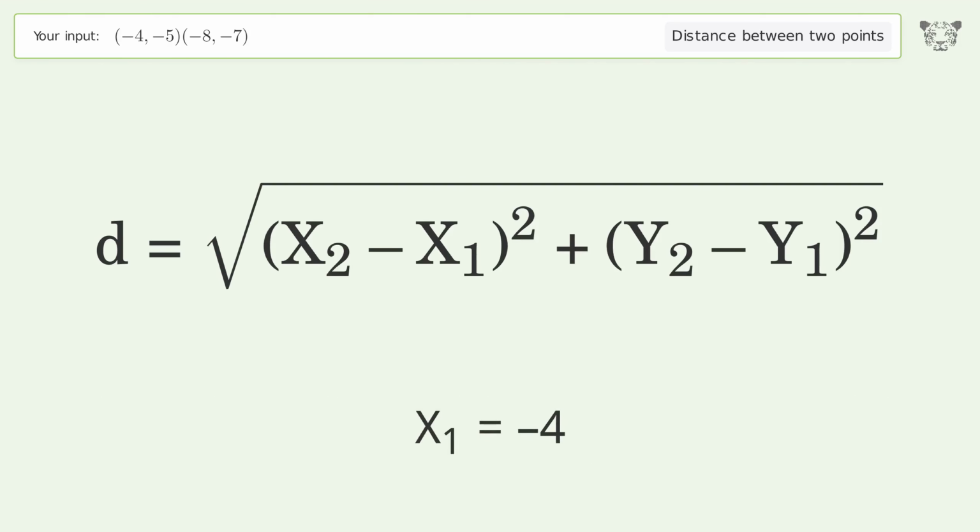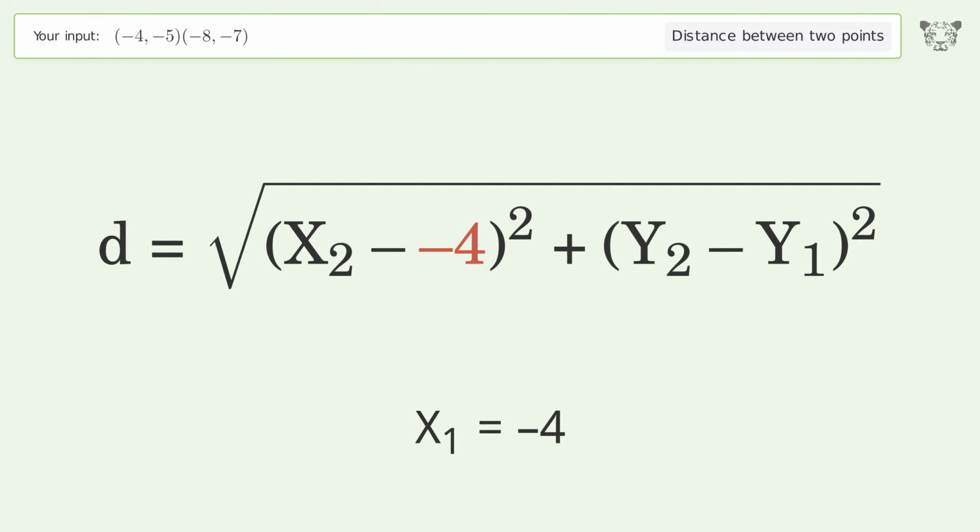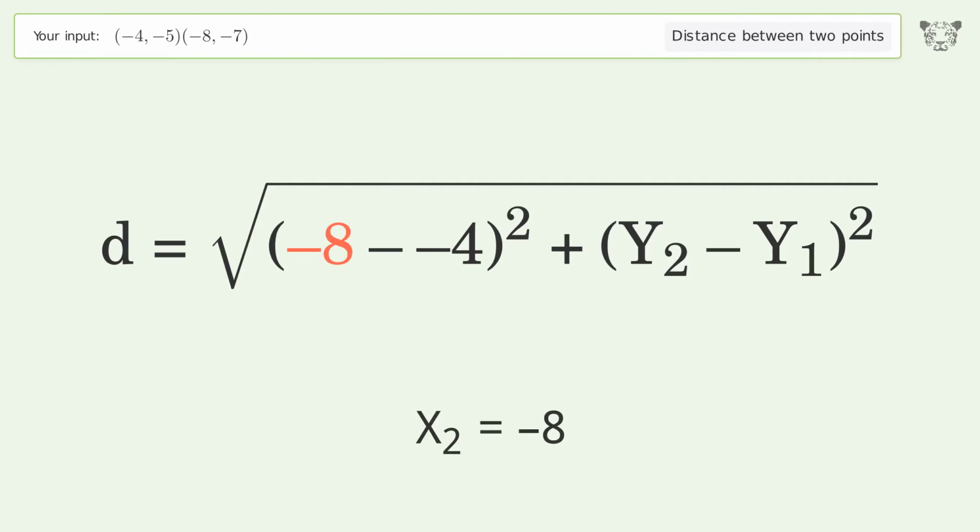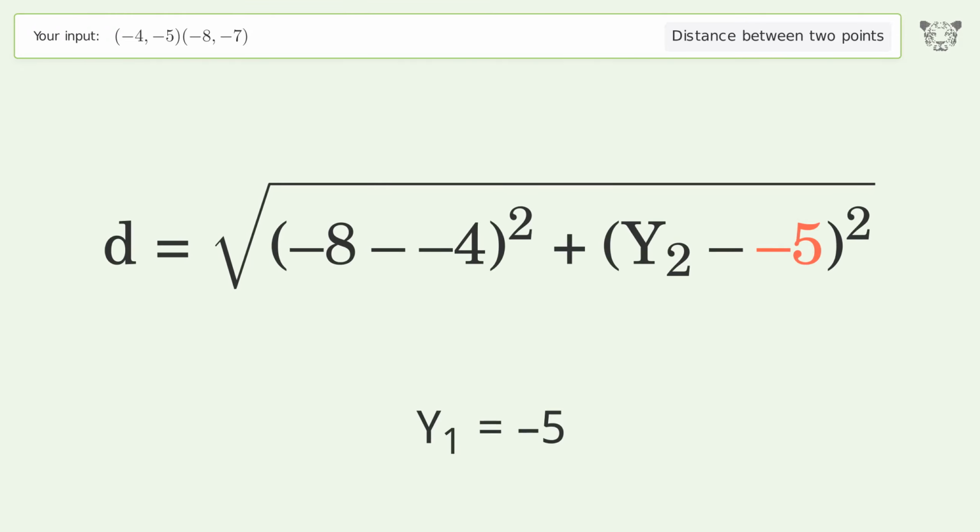x1 equals -4. x2 equals -8. y1 equals -5. y2 equals -7.